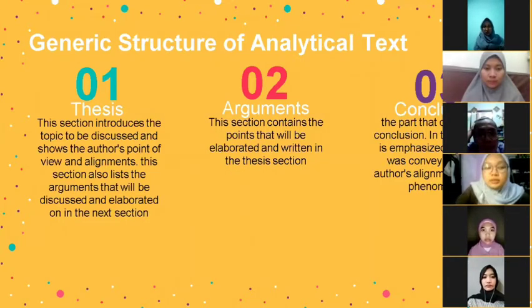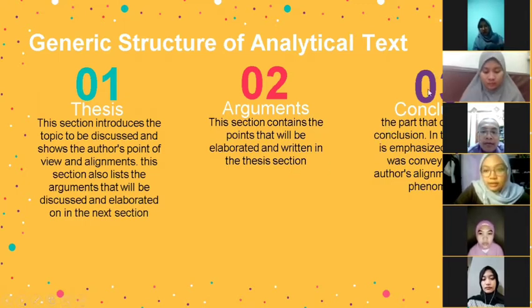Next is the generic structure of analytical text. As you can see in the screen, the first one we have thesis. The thesis includes introduction to the topic to be discussed and shows the author's point of view and alignments. And the second, we have arguments. The section contains the points that will be elaborated and written in the thesis section.